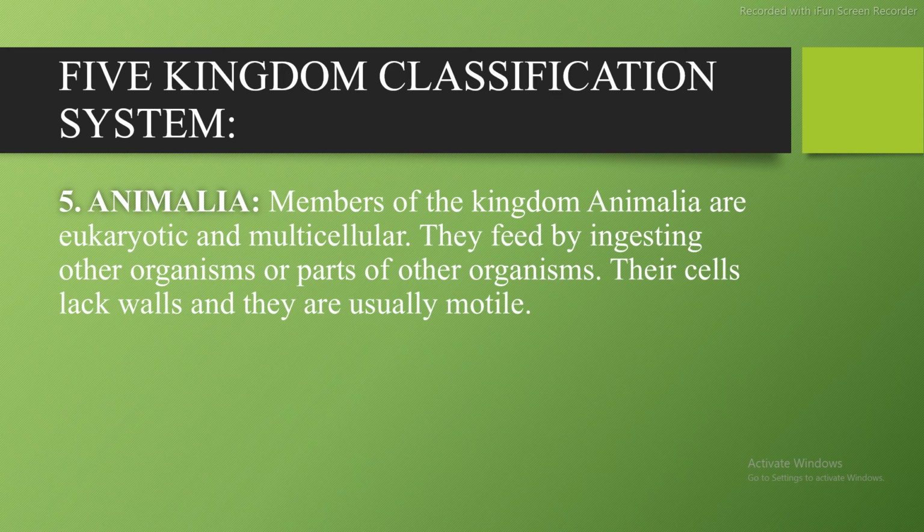Animalia. The members of kingdom Animalia are eukaryotic and multicellular. They feed by ingesting other organisms and parts of other organisms. Their cells lack a wall and they are usually motile. It means that they can move from one place to another.